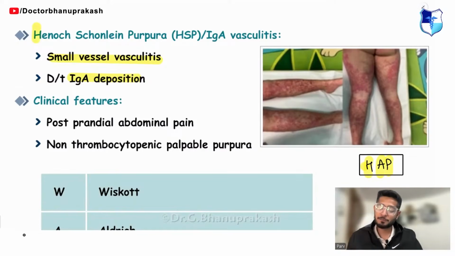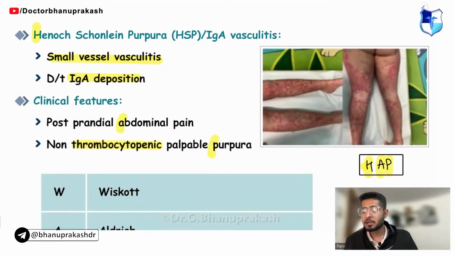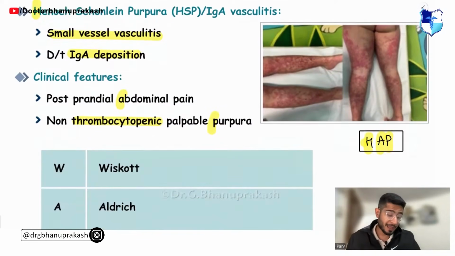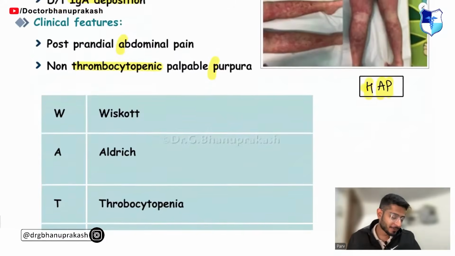H for Henoch-Schonlein purpura. A, you will have abdominal pain. A for abdominal pain, and P for palpable purpura, non-thrombocytopenic. But please understand there is no thrombocytopenia because there is no T in the HUP.